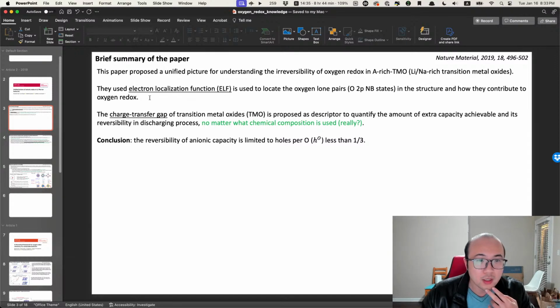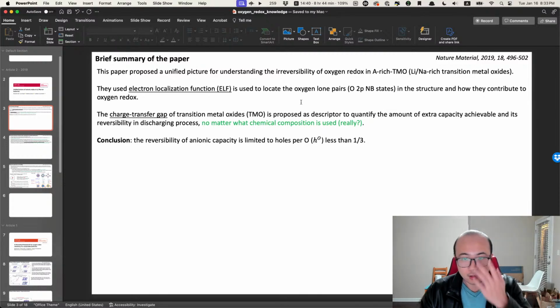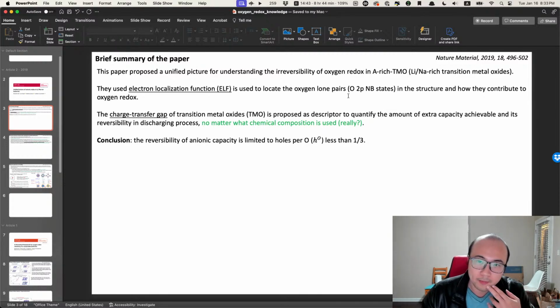And they're going to use the electron localization function to locate the oxygen lone pairs. So oxygen lone pairs basically means the lone pairs, which means the electron pair that is not connected with other. So oxygen has two lone pairs. So for each oxygen, it has two lone pairs. I guess here I should say something about this.